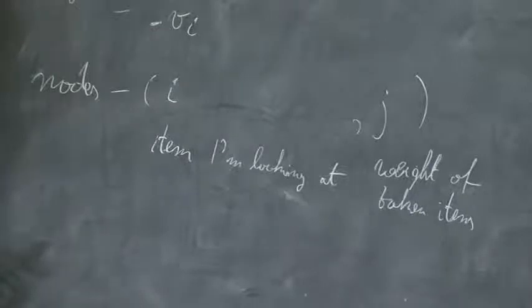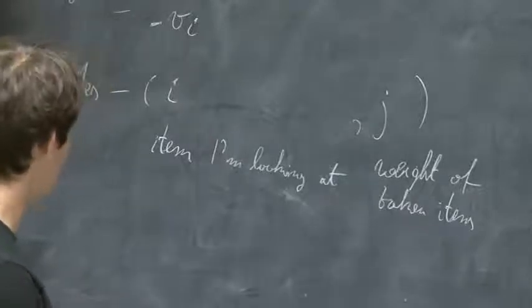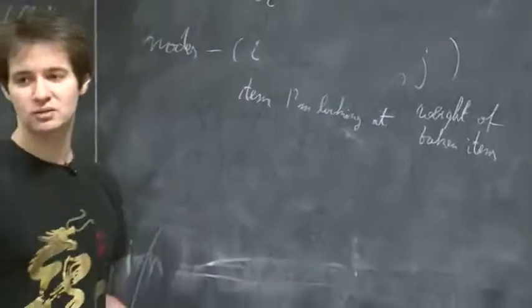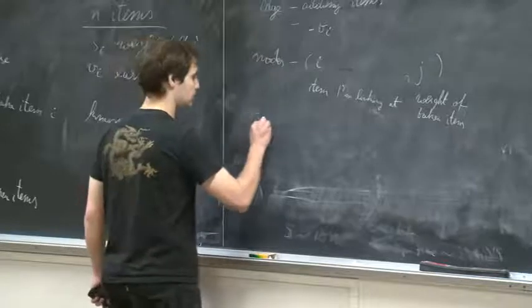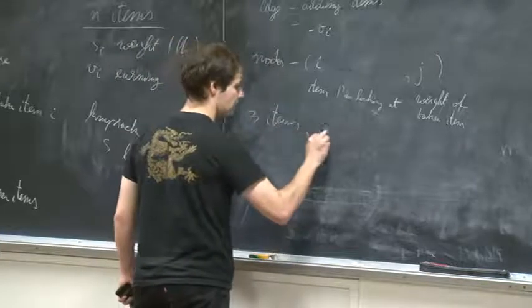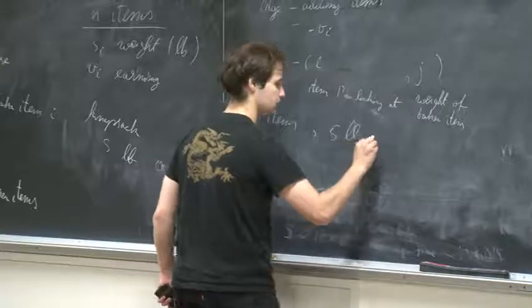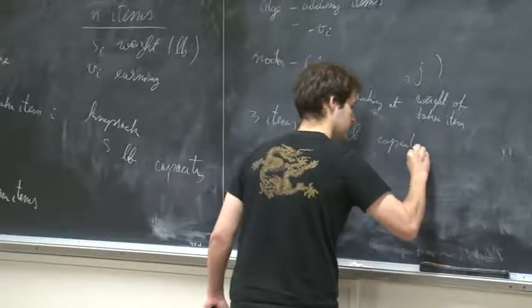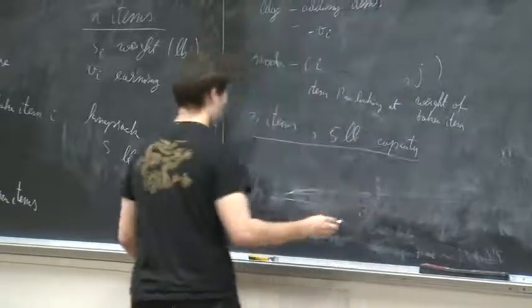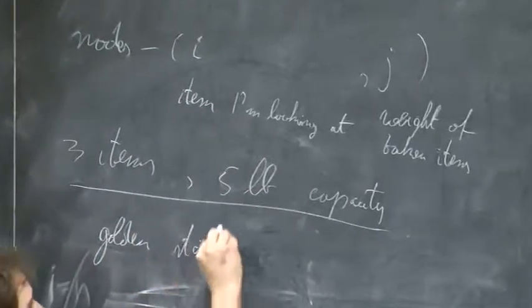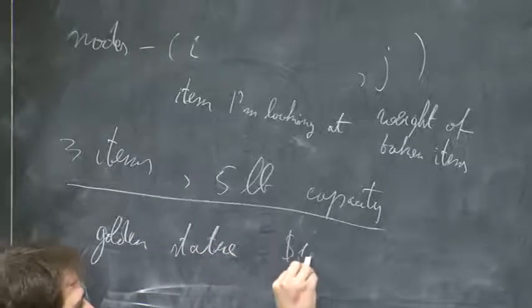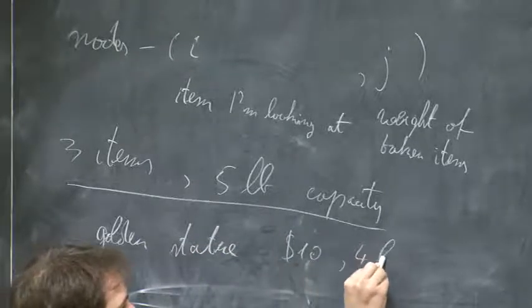So this is sort of like the gas problem where you have to keep track of how much gas you have as well as where you are on the map. Sorry if it brings bad memories. Let's talk about an example so that we can draw a graph for it and see what things look like. So say we have 3 items, and say our backpack has 5 pounds. And my 3 items are golden statue, value 10, weight 4 pounds.